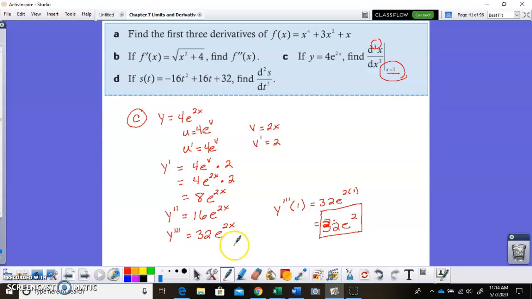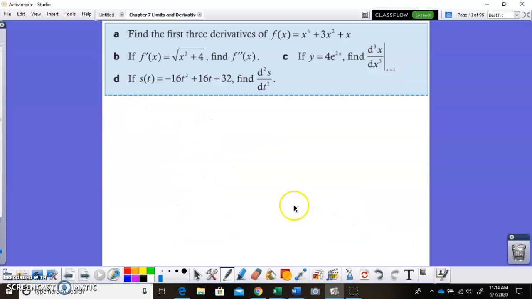All right, now I'm going to work on letter D. So I'm going to clear this writing. And let's look at letter D. We're given the function s is equal to negative 16t squared plus 16t plus 32.